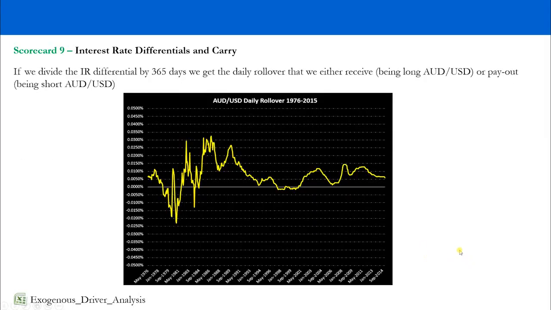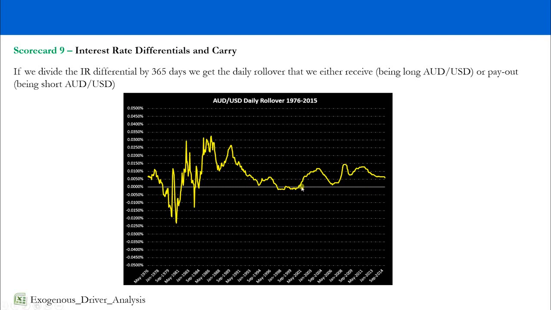So if we look at the interest rate differential divided by 365 days, as we saw in the spreadsheet, what we get is the daily rollover that we either receive or pay out. So being long or short the Aussie dollar, US dollar exchange rate. And you can see here that throughout history, the majority of the time the carry has been positive when being long Aussie dollar, US dollar, and negative when being short Aussie dollar, US dollar.